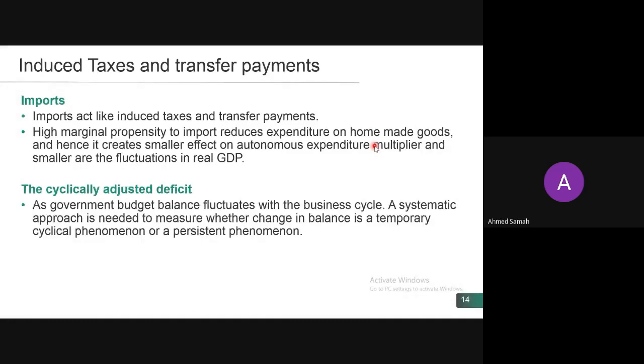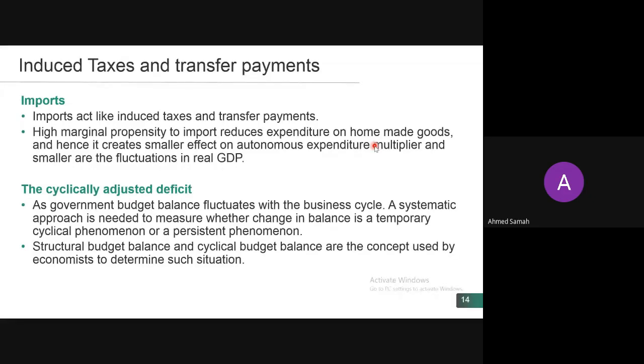The cyclically adjusted deficit. The government budget balance fluctuates with the business cycle. Usually, during a recession, the government budget balance moves into deficit. During an expansionary period, the government budget balance moves into surplus, but in the case of the Maldives, even in an expansionary period there can be a deficit. A systematic approach is needed to measure whether a change in the balance is a temporary or cyclical phenomenon or a persistent phenomenon. So we need to measure how much of the government budget fluctuation is due to the business cycle.